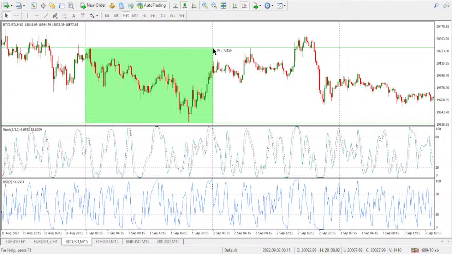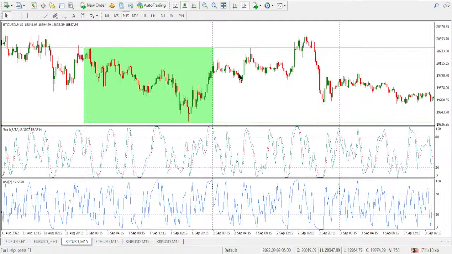We have the same zone. This is the previous day's candle. You can see that. This is the highest high, this is the lowest low. So as I said, this becomes an overbought area and this becomes an oversold area.